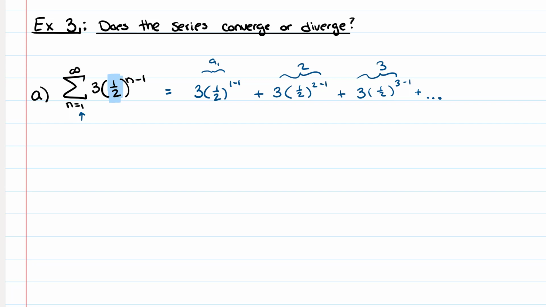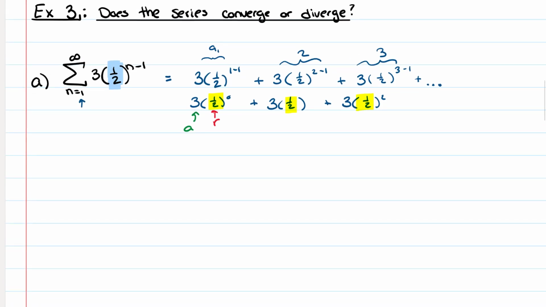So if I go ahead and work that out, I get 3 times 1/2 to the 0 power, plus 3 times 1/2, plus 3 times 1/2 squared. And you can see that the pattern here is that it's a times r. So here, this 1/2 is my r, and this 3 is my a. So I get a is 3, and r is equal to 1/2. So since the absolute value of 1/2 is less than 1, the series converges.